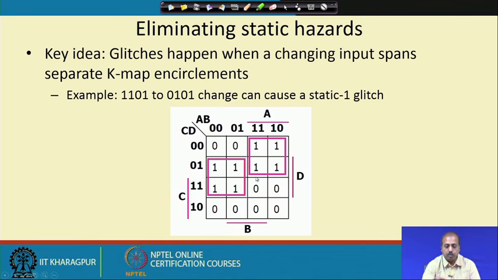For example, when you are going from 1101 to 0101. 1101 is this one, and 0101 is this one. Whenever you are going from here to here, it may so happen that a delay comes. A is delayed a bit and then this 1 to 0 change takes some time, and in between it goes to this 0 state, and that way it creates a glitch.